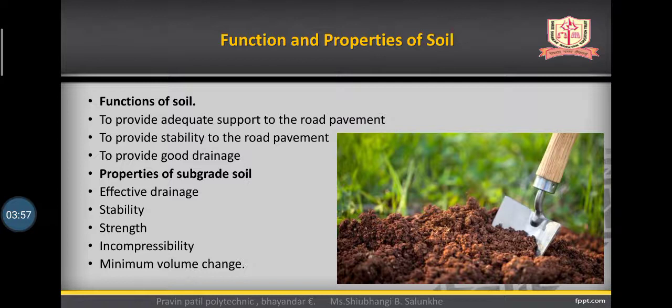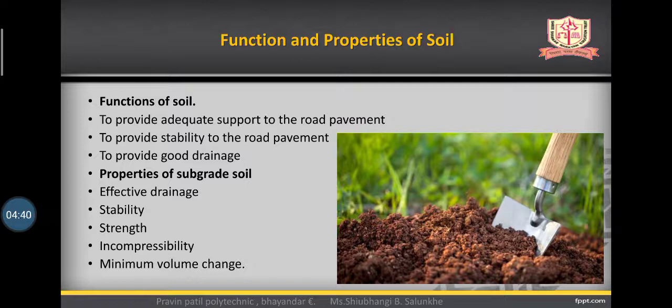What are the properties of the subgrade soil? First, effective drainage. The soil should have effective drainage, meaning the soil should not accommodate water. If the soil catches water which is not required, then the soil will lose its strength and it will deform. It can change its shape and size, and if it changes shape and size, then defects will be found on the pavement. The soil should be stable.